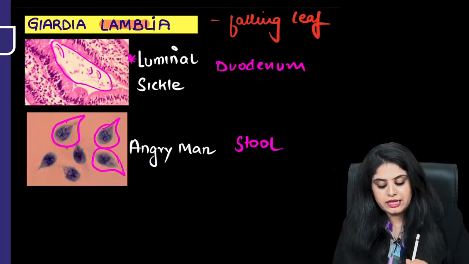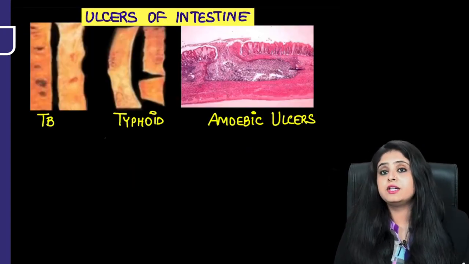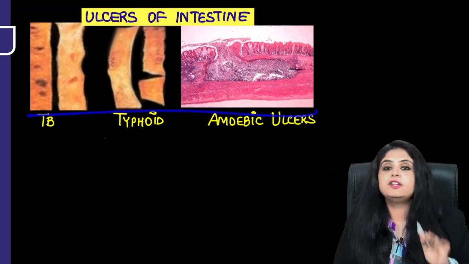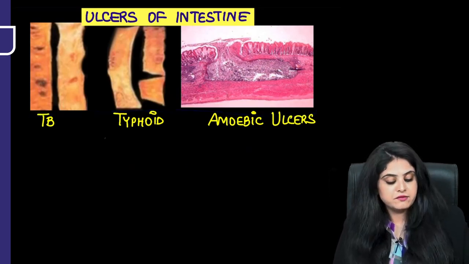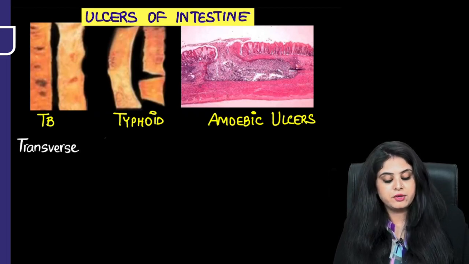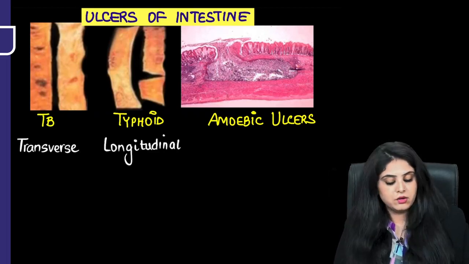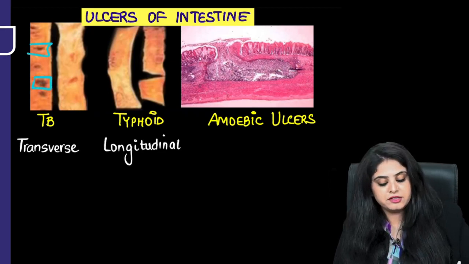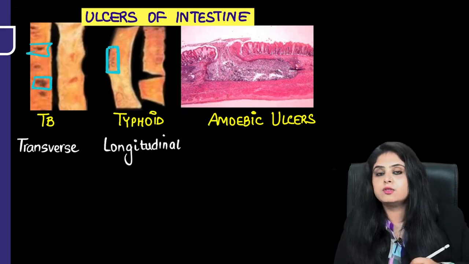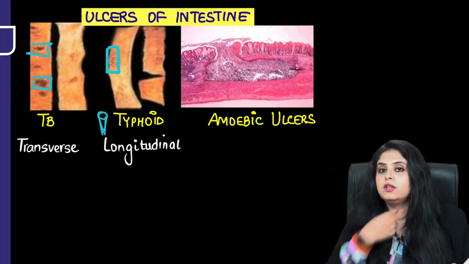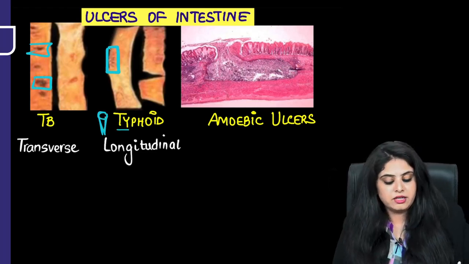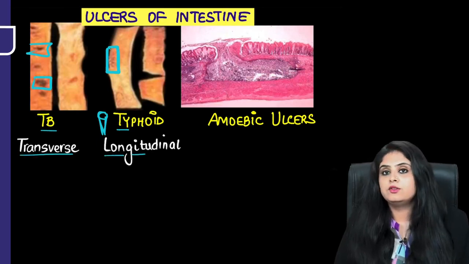Now let's go on to the next part of the intestine and what are the different ulcers. This is again a pass-fail question in your second year also. So what are the famous ulcers, guys? First and foremost, you have TB versus typhoid. One is transverse, one is longitudinal. How do you wear a tie? A tie is always worn long. Tie is worn longitudinal. So typhoid ulcer is longitudinal and TB ulcer is going to be transverse.